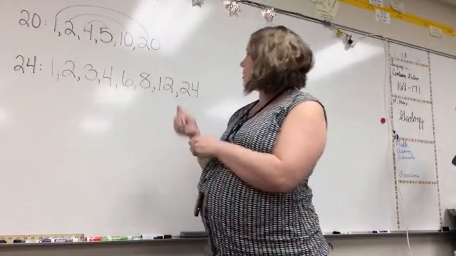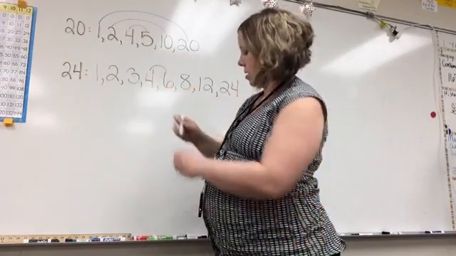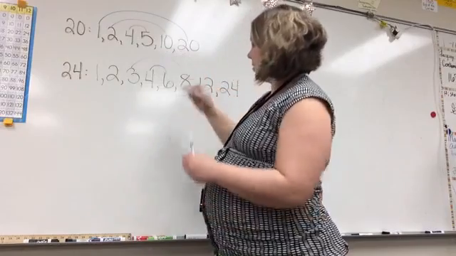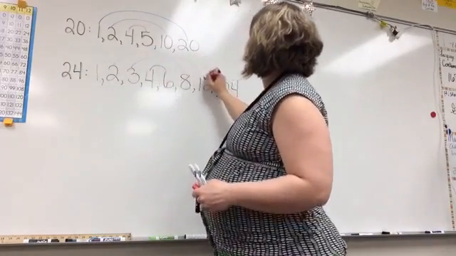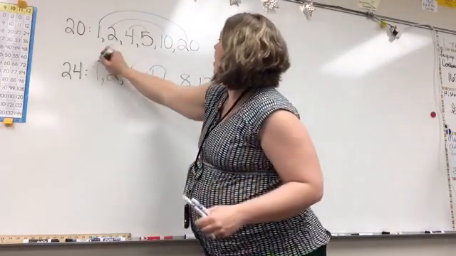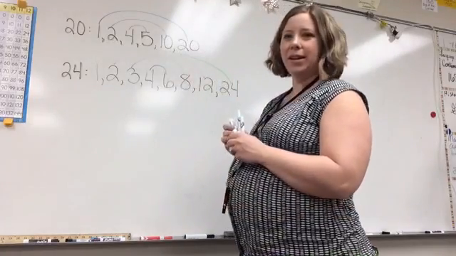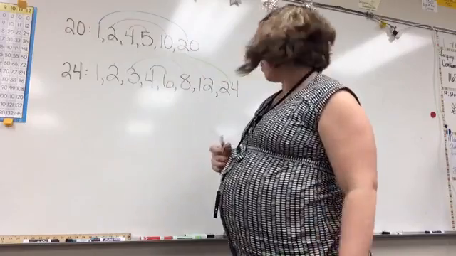So now we're going to connect and make sure everything has a partner. 4 times 6, 3 times 8, 2 times 12, and 1 times 24. That's a little light to see. Everything has a partner. So I know I have all the factors.